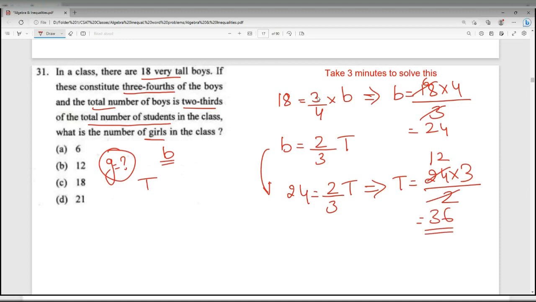The total number of students is 36, and out of this 36, boys are 24. So the girls should be 36 minus 24, that is 12. So girls are 12, so G is equal to 12. I hope this is clear. The answer is option B. 12 girls are there in the class.